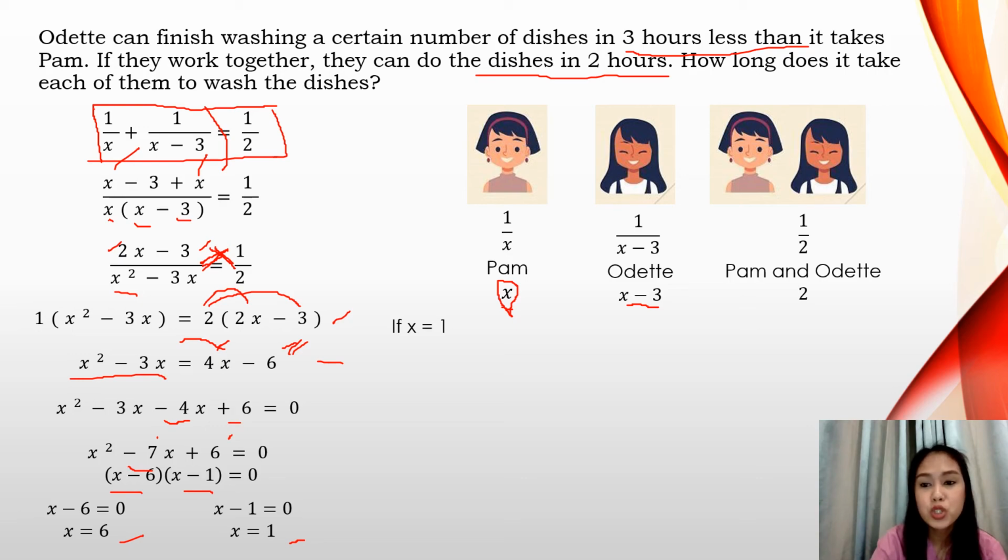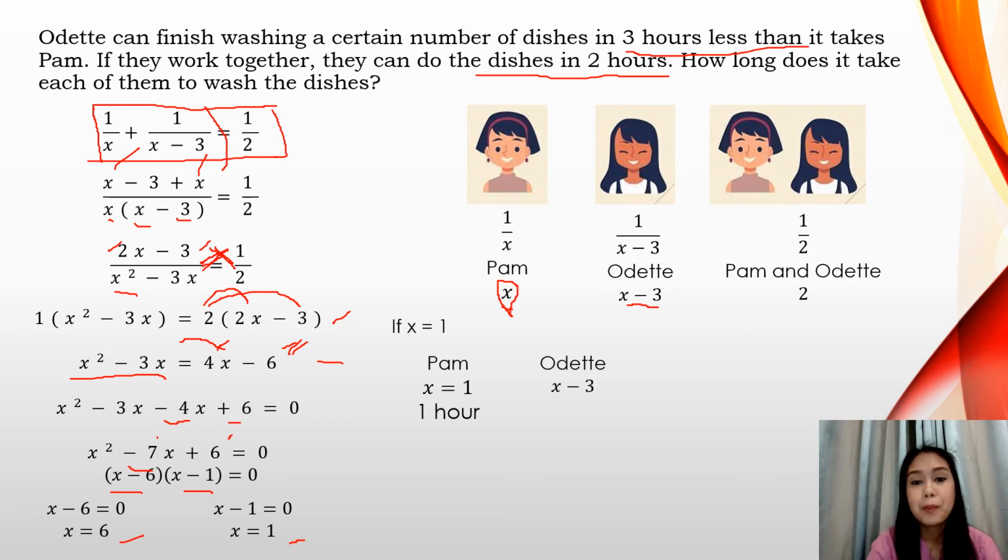Now let's try to substitute x is equal to 1. So if x is equal to 1, therefore, Pam can finish cleaning the dishes in 1 hour. It's simple as that. But if we use x equal to 1 in Odette as x minus 3, we'll get negative 2. Since we get negative 2 hours, that would not be possible. So if that would not be possible, therefore, we cannot use x is equal to 1.